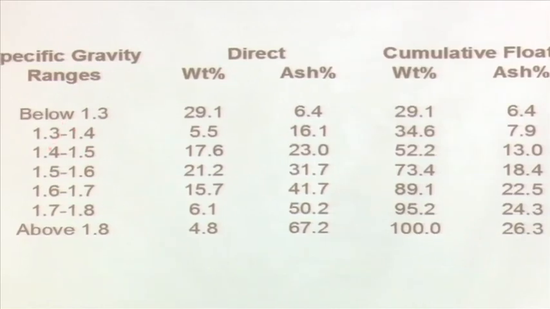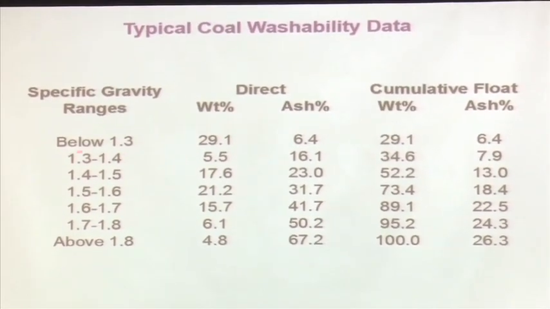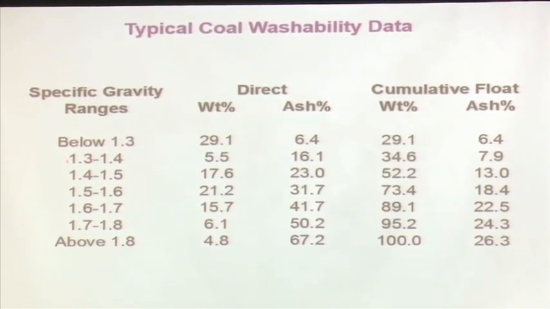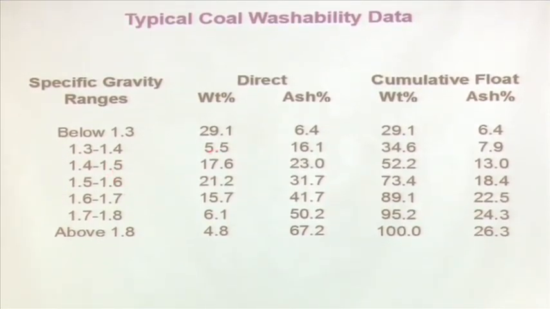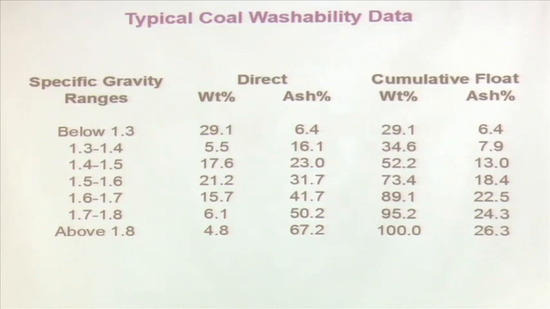Like that for the others, for 1.3 to 1.4, that means these particles are heavier than 1.3 but lighter than 1.4. So how much is that? That is 5.5%, like that, and then above 1.8, it is only 4.8%. That means they are heavier than 1.8, so they are in between 1.8 to 2.6. So I have got the density ranges, I have discretized them. I also have the relative weightages. What are the relative weight percentages?